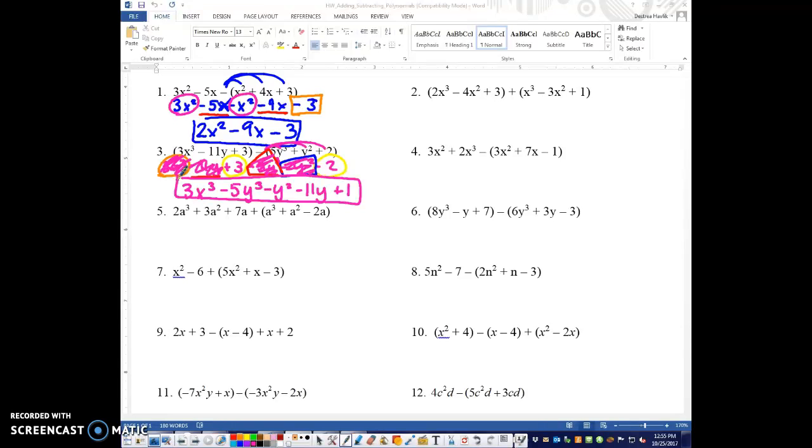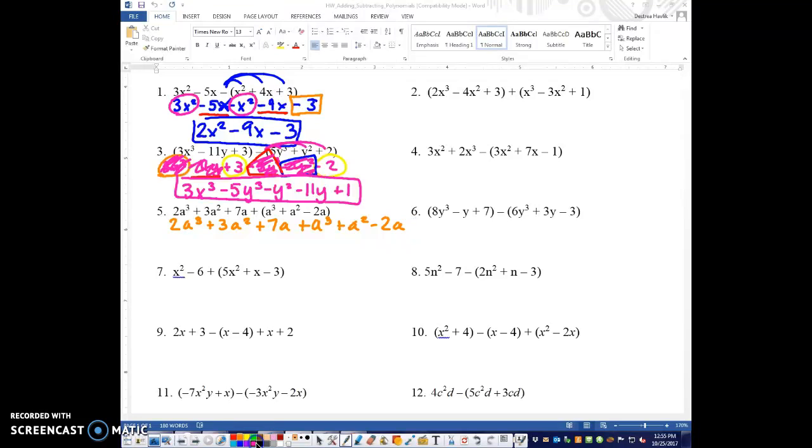Okay? So that's how you subtract polynomials. Just change the signs of everything after it and then combine. Okay? So ready? Here we go. We're going to add these polynomials. Ready? So we just have 2a to the third plus 3a squared plus 7a. This plus sign at the beginning changes nothing inside here. So it's just plus a to the third plus a squared minus 2a.